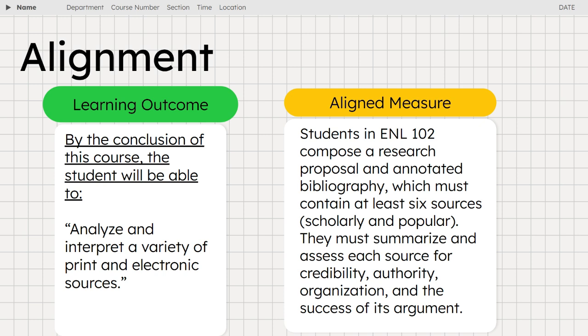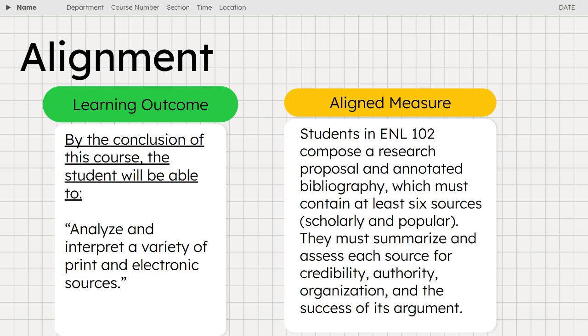By the conclusion of this course, the student will be able to, quote, analyze and interpret a variety of print and electronic sources. Everyone is going to be familiar with this outcome in the English classes before the end of this session. And the alignment measure in this case would be students in English 102 compose a research proposal and annotated bibliography, which must contain at least 6 sources, scholarly and popular. They must summarize and assess each source for credibility, authority, organization, and the success of its argument. So yeah, we can definitely create a connection between these.